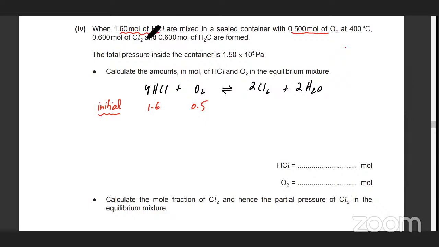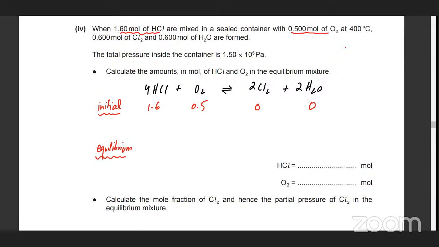So when she's saying 1.6 moles of HCl are mixed in a sealed container with 0.5 moles of O2, these are the things that are mixed. Initially there is no Cl2 and there is no H2O. And then he's talking about equilibrium, mentioning what happens at equilibrium.